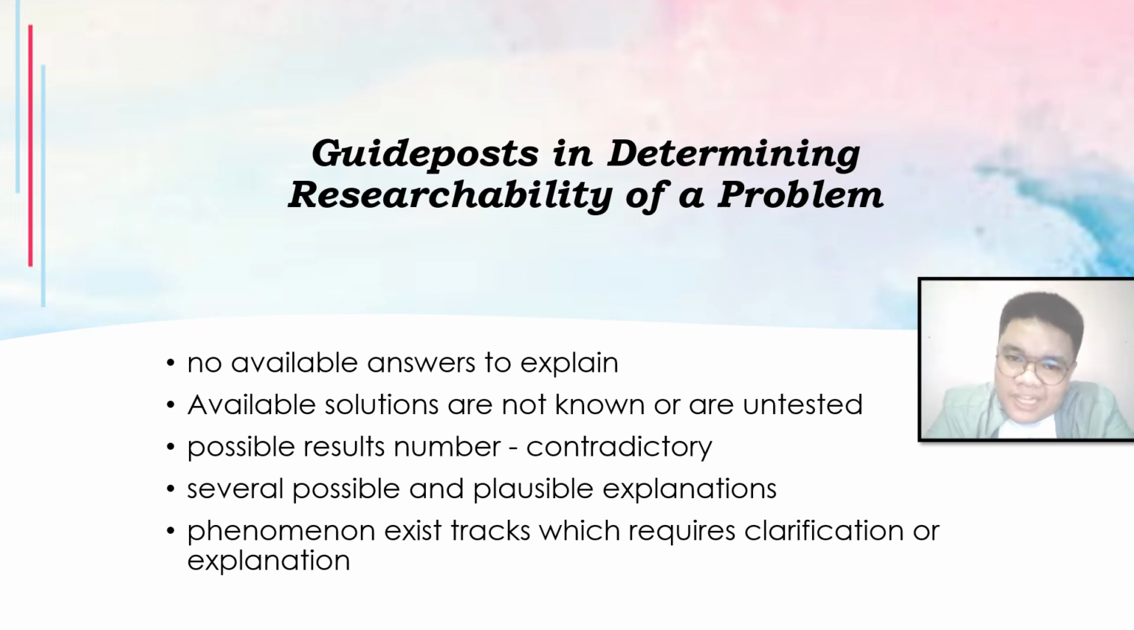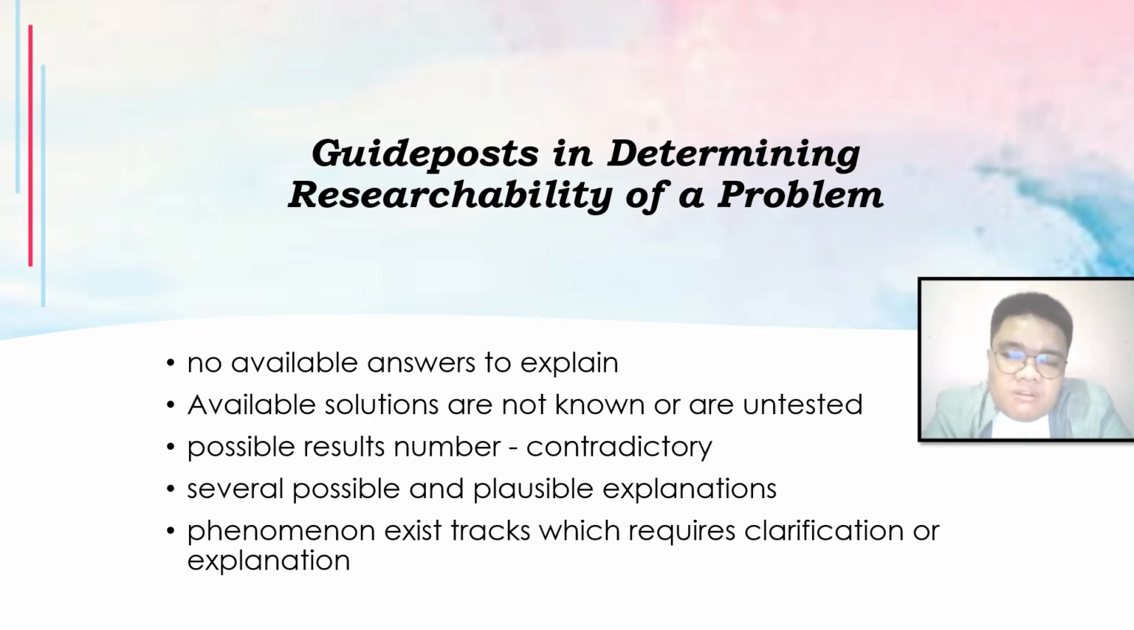So what are our guideposts in determining the researchability of a problem? How can we say that a problem that you're thinking of is indeed researchable? Number one, no available answers to explain. I don't know. You don't know. Nobody knows what's happening. Available solutions are not known or untested. So I might be saying that I want to investigate malunggay extracts. Are these malunggay extracts investigated? Are its effects already investigated by research?